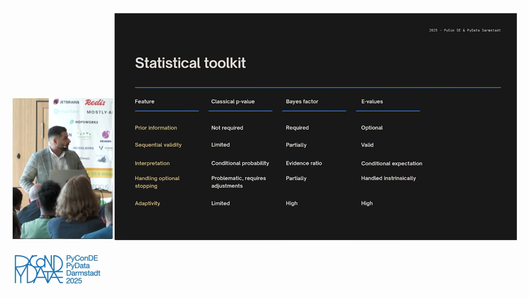But these are some of the features of these frameworks. For the classical p-value, prior information is not required. Bayes factor, required. E-values, it's optional. You can use it or not, depending on what you actually want to use. One important thing I would like to point out about the difference between p-values and e-values is that for p-values, you're actually having the conditional probability. For e-values, it's, I would not say opposite, but it is the conditional expectation under the null hypothesis. There's a very clear difference between them.